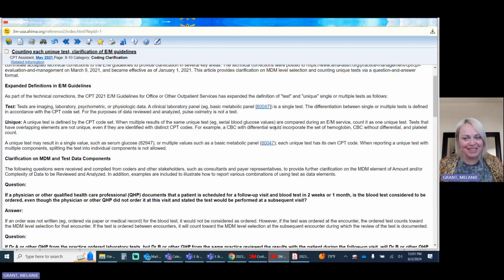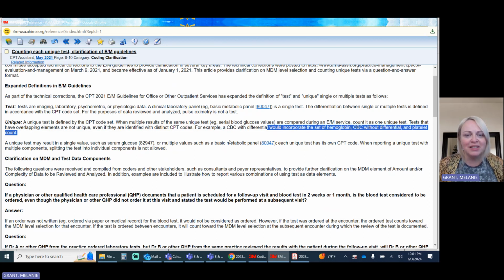Okay, so to make it simple, anytime there are multiple tests, you may have something like a blood count. I think it talks about this somewhere in here, but you may have a blood count with differential. Here we go: a CBC with differential, incorporating individual tests of the hemoglobin, a CBC without differential, and a platelet count. So those are 3 individual tests.